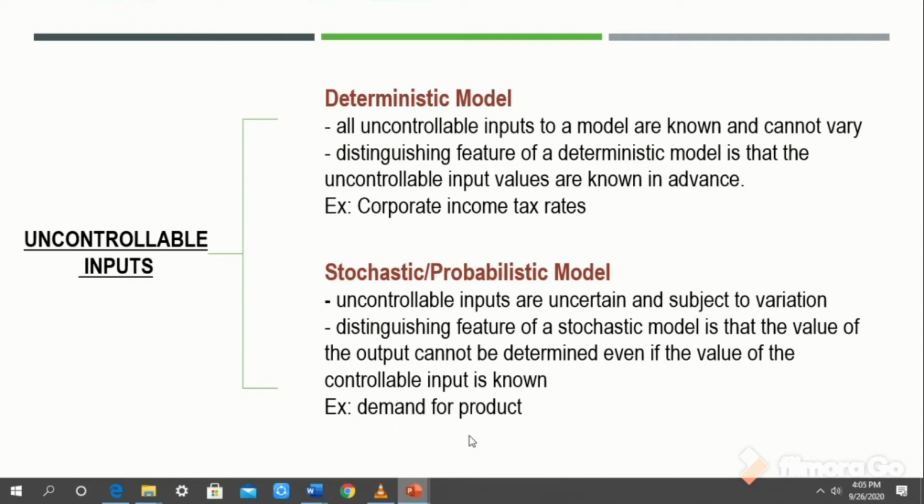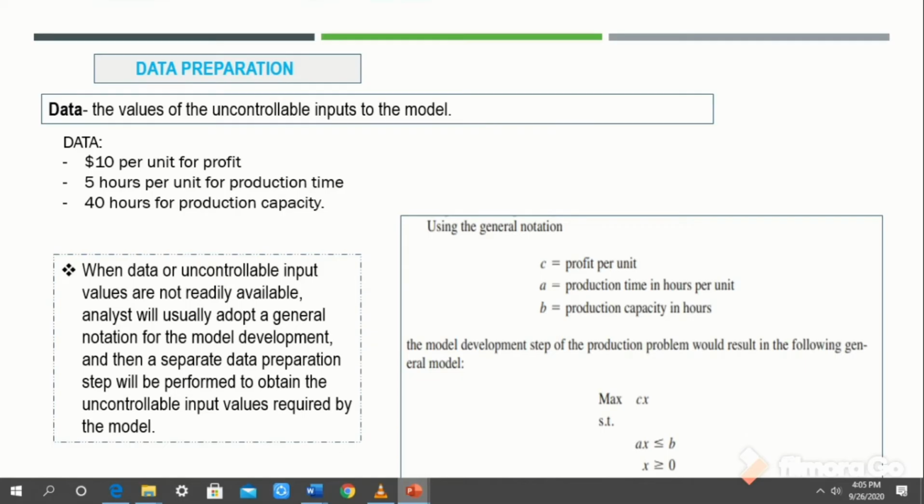Mag-change na siya depending sa season, depende sa economic status. So, it can be considered a stochastic or probabilistic model na uncontrollable inputs. Okay? So, nakahimo na ta og model, adda na ta sa data preparation. So, data, in this sense, refers to the values of the uncontrollable inputs to the model.